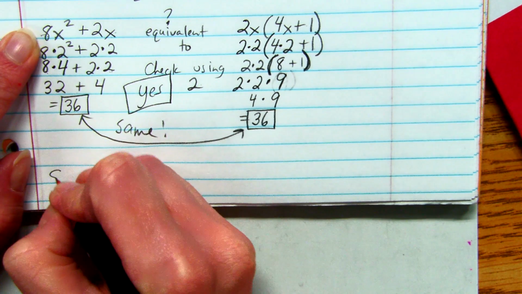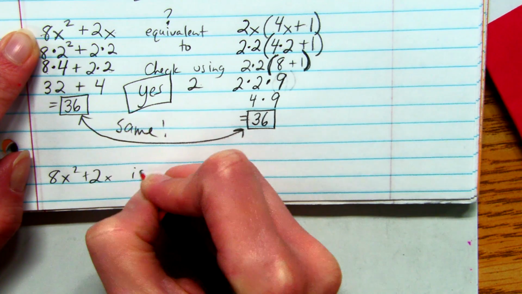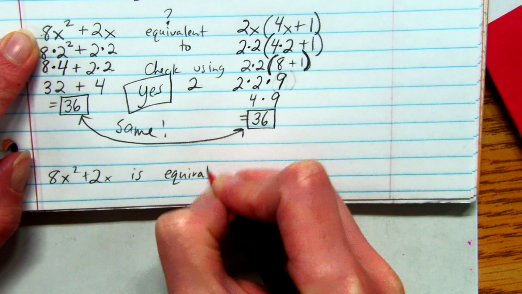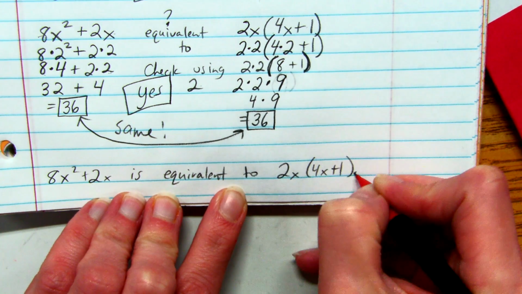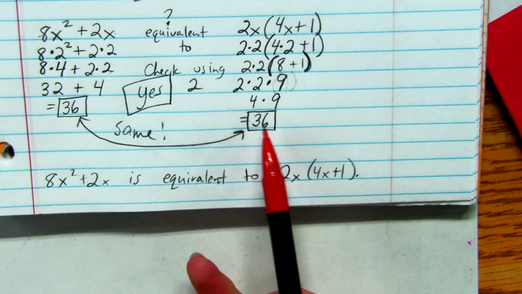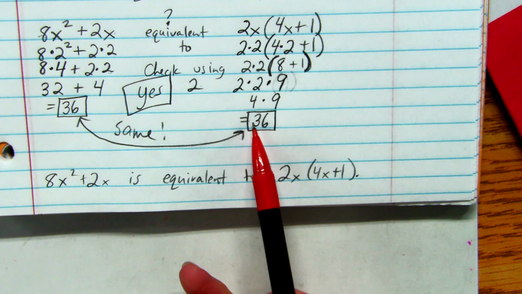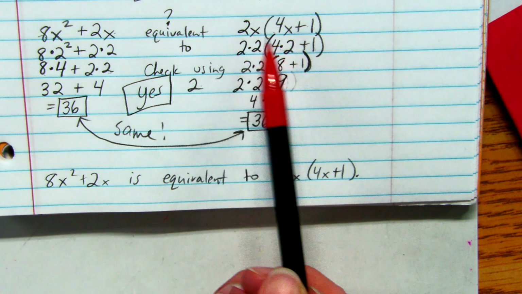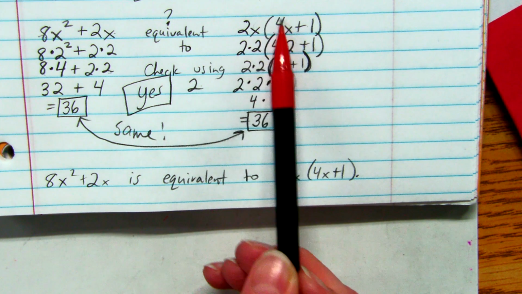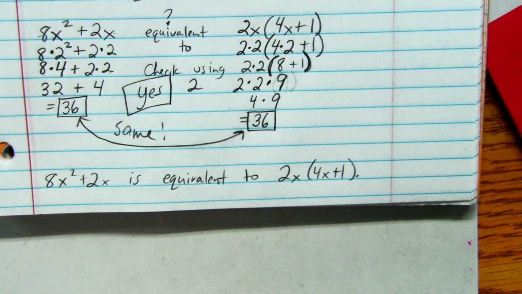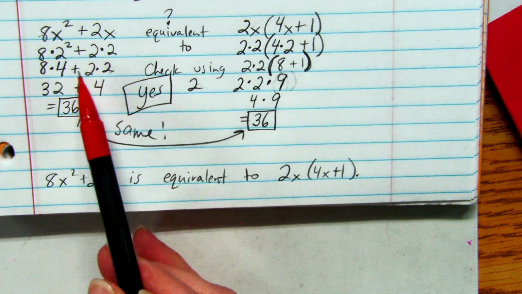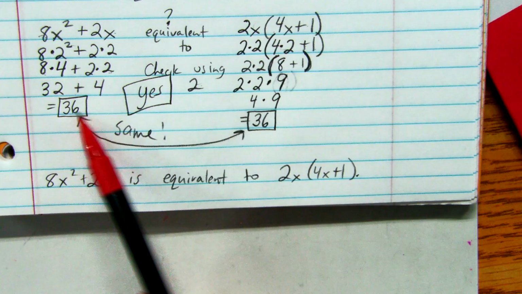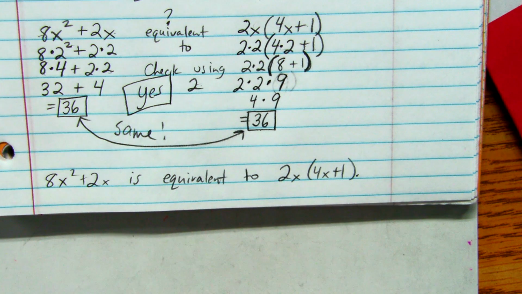Another way we could say this, we could say 8x squared plus 2x is equivalent to 2x times 4x plus 1. So this is a way to check without using your distribution property or without combining like terms. We haven't really talked about how to distribute something when you have x's on the outside also. So even if they give you some crazy thing, you could take a number, put the same number into both of those expressions, and if they come out the same, they're equivalent. If they come out different, then they're not equivalent.